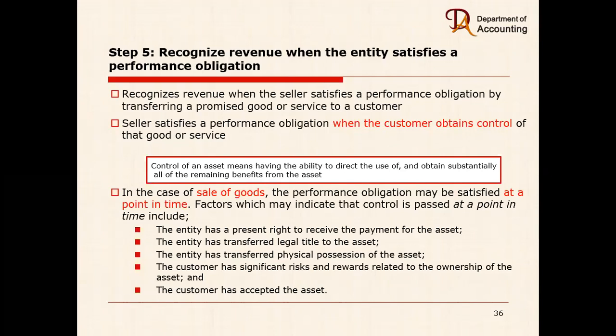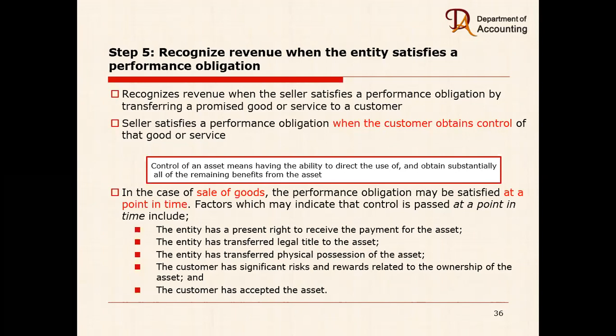But when it comes to a service, the performance obligation may be satisfied over a period of time. If it takes the technical support, it is performed over 2 years' time, right? It's something like that. The factors which may indicate that the control is passed at a point in time include the entity has a present right to receive the payment for the asset. So the point where the seller gets the right to receive the payment for the asset, then we can consider the control is passed to the customer.